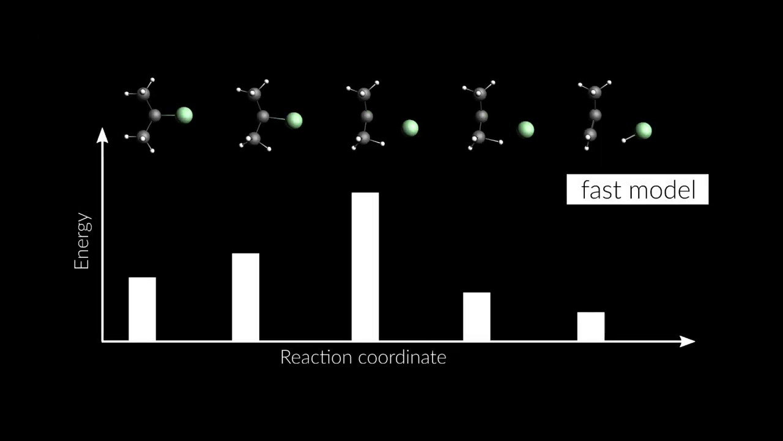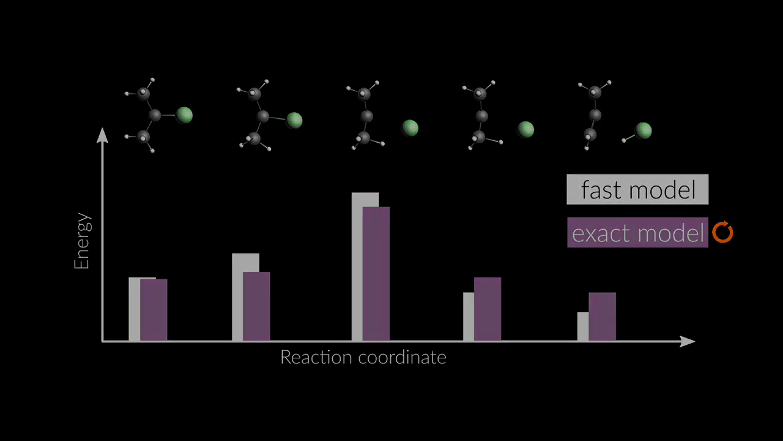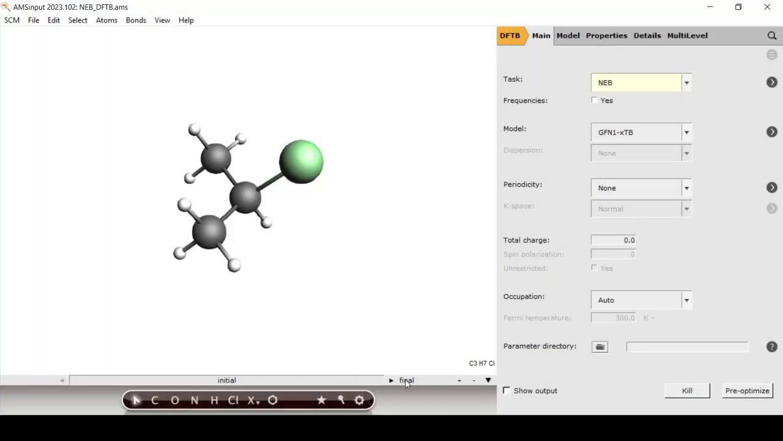With the replay task, we can take an AMS calculation and recalculate it frame by frame, but with another engine. It can be a molecular dynamics trajectory, a transition state search, or a potential energy surface scan. AMS will use the exact same molecular structures for the replay, but update all properties with those of the new engine along the way. Let's have a look at an example.